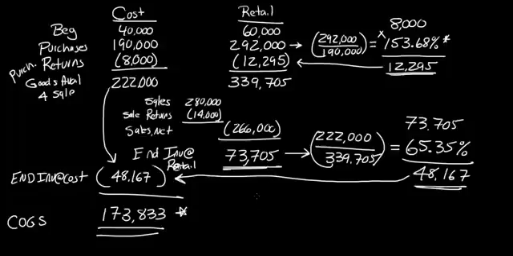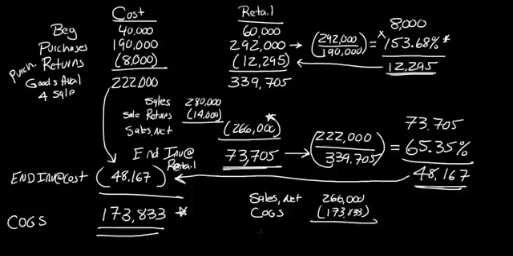So that's what I would then show on my income statement. If I was going to do a little bit of income statement in here, I'd show sales, net, the 266,000, which I got from right here, and I'd show my cost of goods sold of 173,000, and then come up with a gross profit. All right, so that's how we use the retail inventory method.